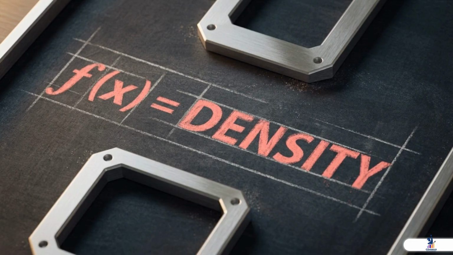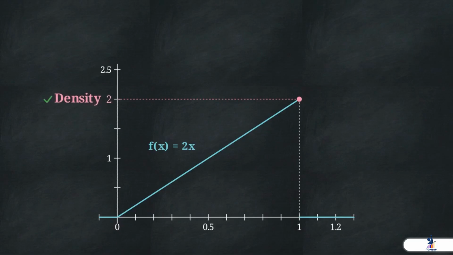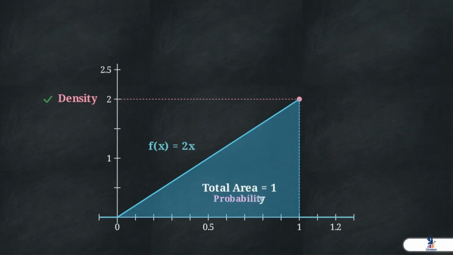Continuous variables use the probability density function, or f of x. This continuous PDF is defined by the function 2x, bounded between 0 and 1. Note that f of x outputs density, not probability, so the y-axis can safely reach a value of 2. The only strict constraint is that the total area under the curve equals exactly 1.